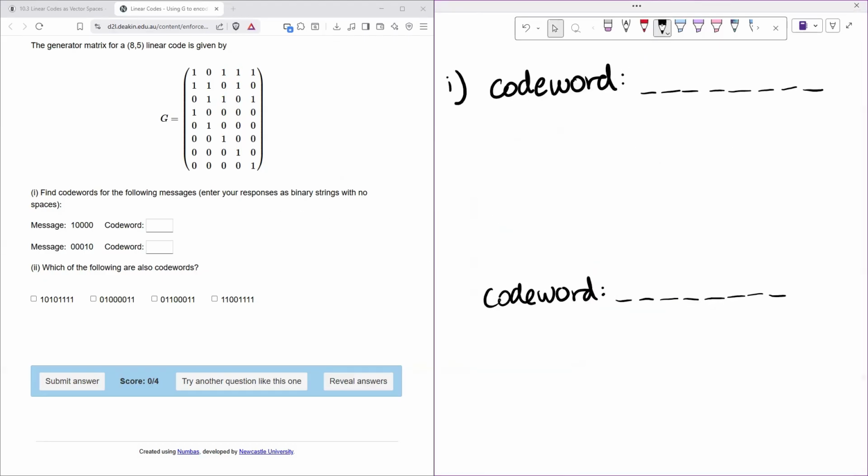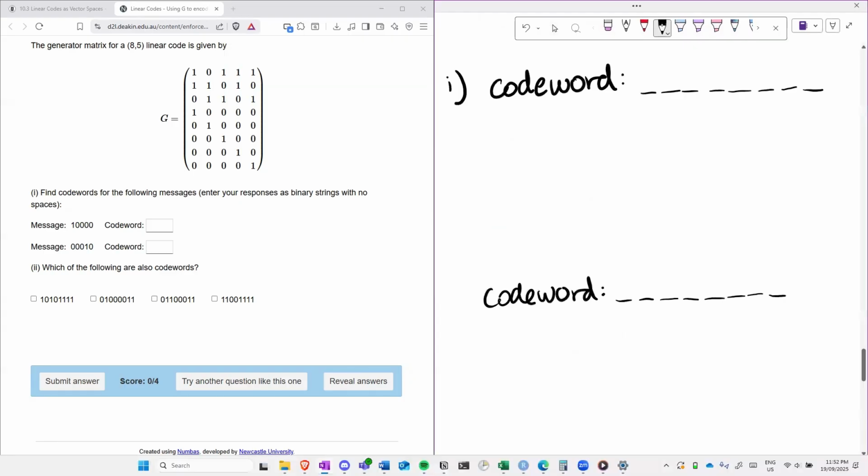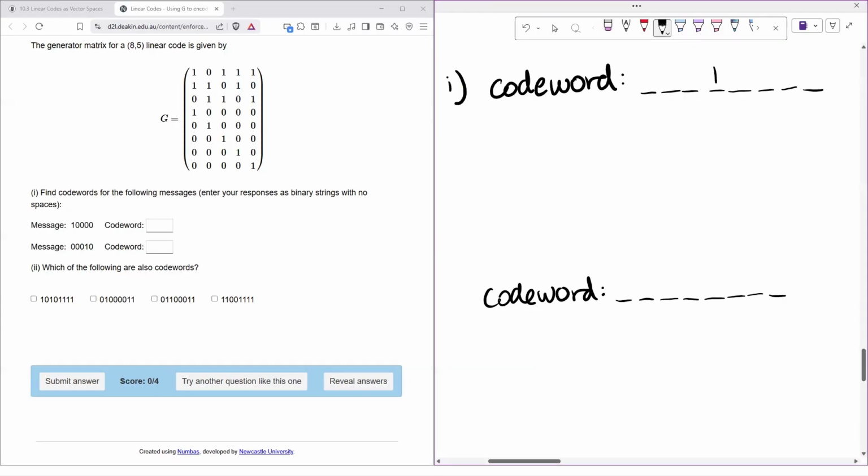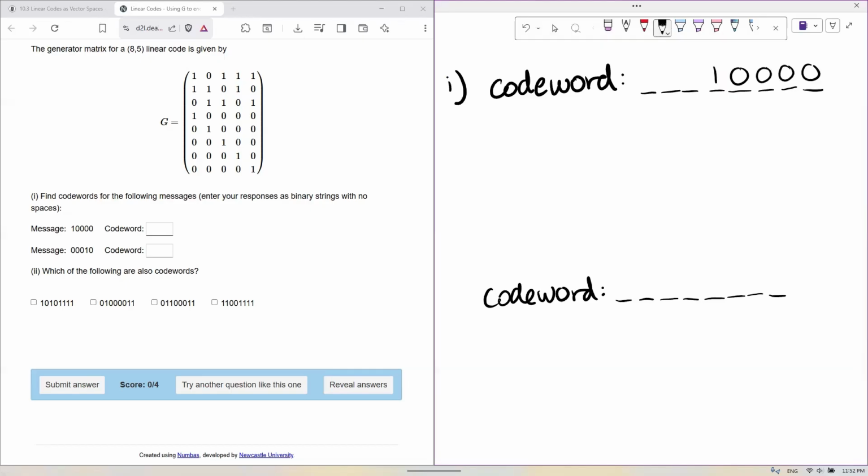So if we do that now with part 1, we know that the message is always in the code word, and so our first message is 10000, and we just put that there in the code word because we know that anything multiplied by the identity is the exact same. And so we can do the same for the second as well.